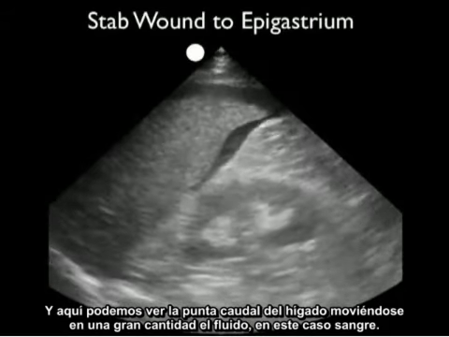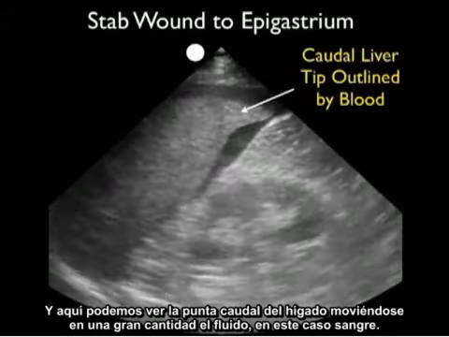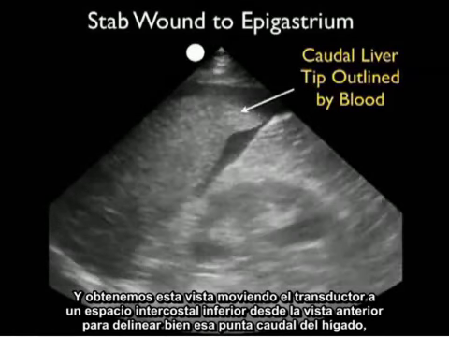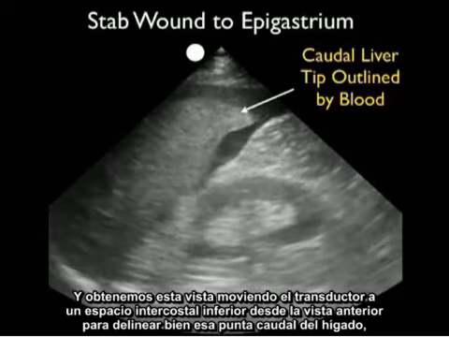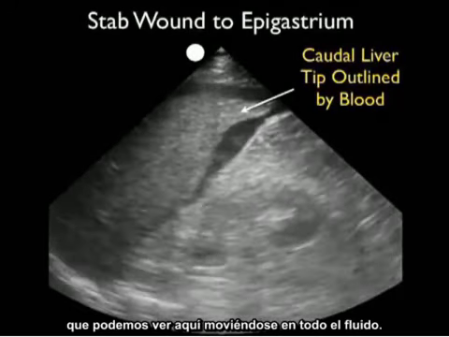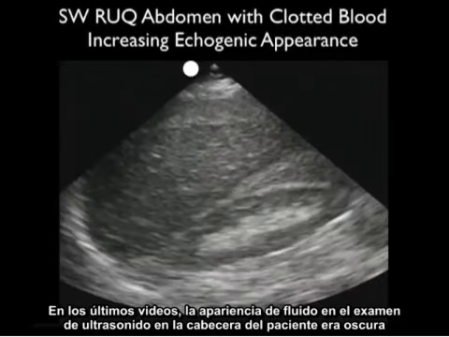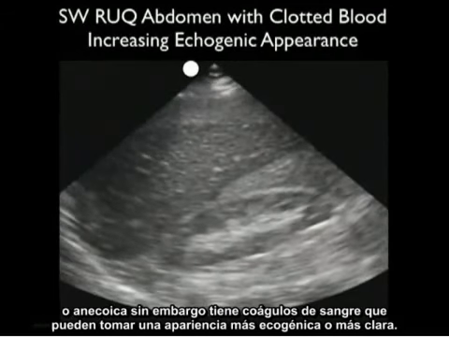And here we can actually see the caudal tip of the liver waving around in all the fresh fluid, in this case blood. I obtained this view by moving the probe one intercostal space inferior from the last view to well delineate that caudal tip of the liver, which we can see here moving around in all the fresh fluid. In the last few video clips, the appearance of fresh fluid on bedside sonography was dark or anechoic.